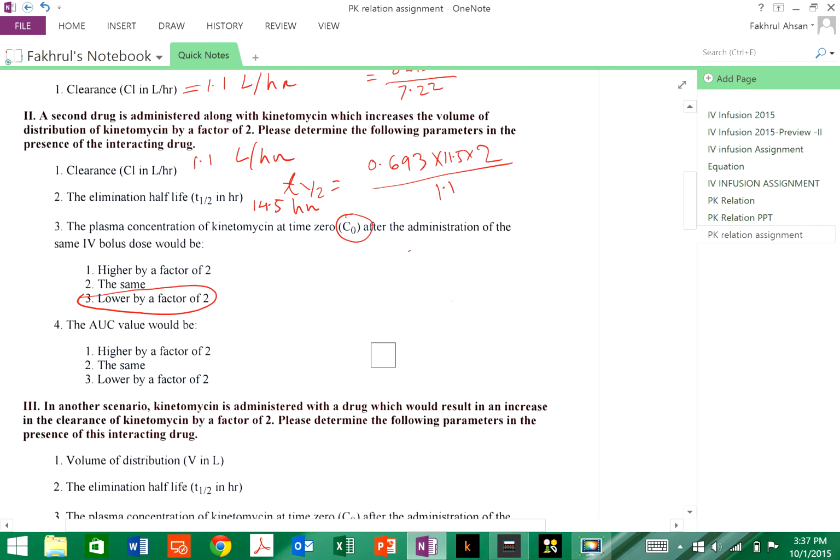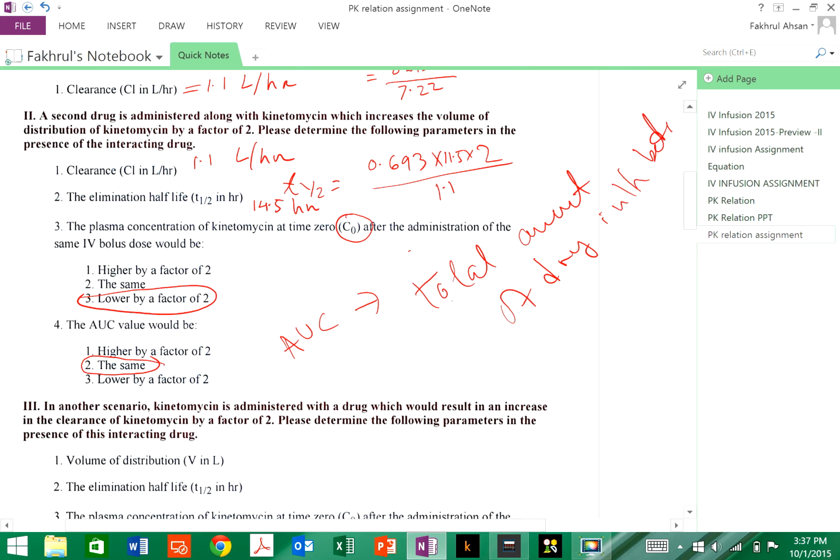Sorry. So AUC is not going to change because AUC reflects the total amount of drug in the body, so it's not going to change.